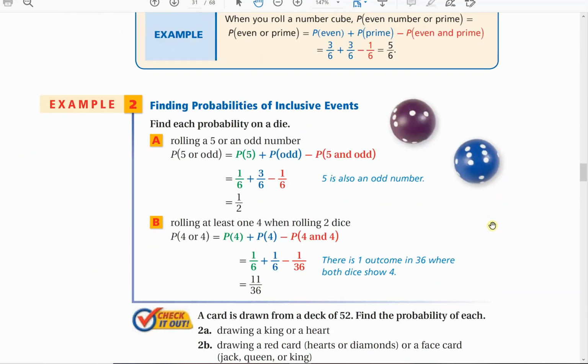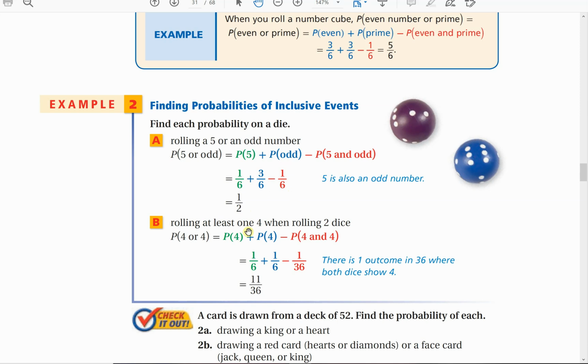Might help looking at these. These are some weird looking. Oh god, now they got number spheres. Okay, so find the probability on a die of rolling a 5 or an odd. All right, so the probability of rolling 5 is 1 out of 6. The probability of rolling an odd is 3 out of 6. But 5 is also odd, so what's the probability that it's 5 and odd? Well, it's 1 out of 6, so we're going to subtract that, and we just end up with 1/2.